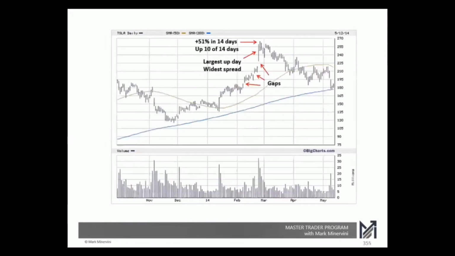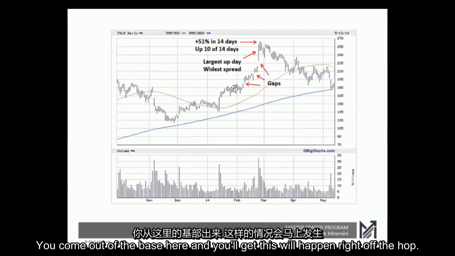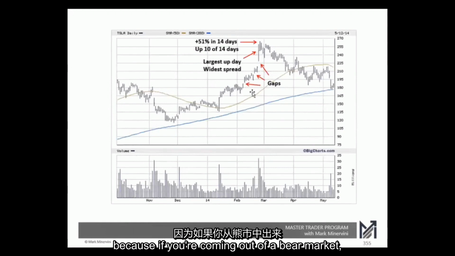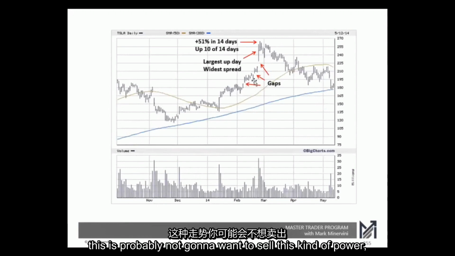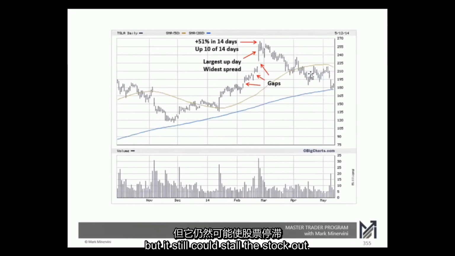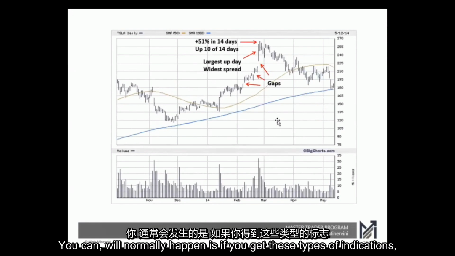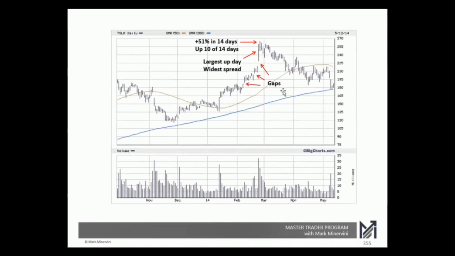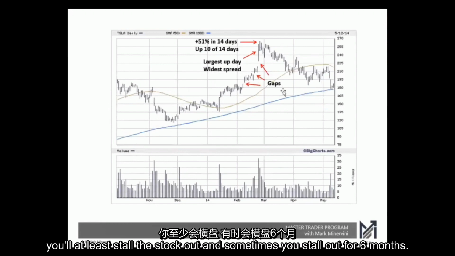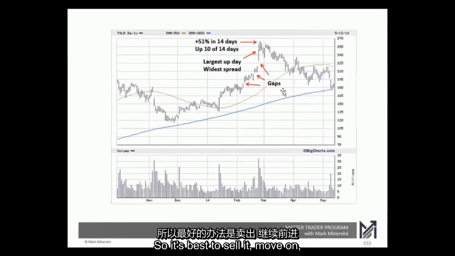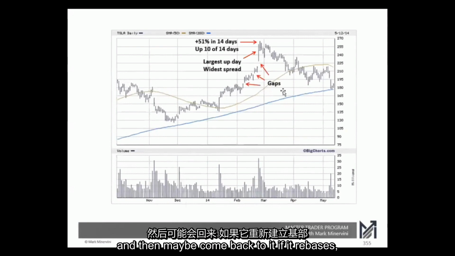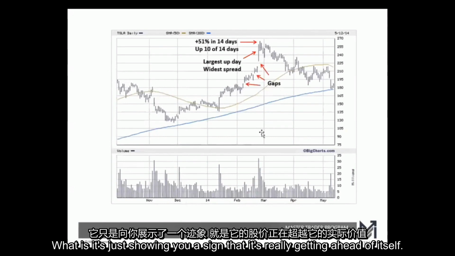Let me show you another one here. Now, sometimes you'll come out of a base and it'll happen right off the hop. This is where it gets a little tricky, because if you're coming out of a bear market, you're probably not going to want to sell this kind of power. But it still could stall the stock out. It doesn't have to top a stock out. What'll normally happen is if you get these types of indications, you'll at least stall the stock out, and sometimes you stall it out for 6 months. So it's best to sell it, move on, and then maybe come back to it if it rebases. But it's showing you a sign that it's really getting ahead of itself.